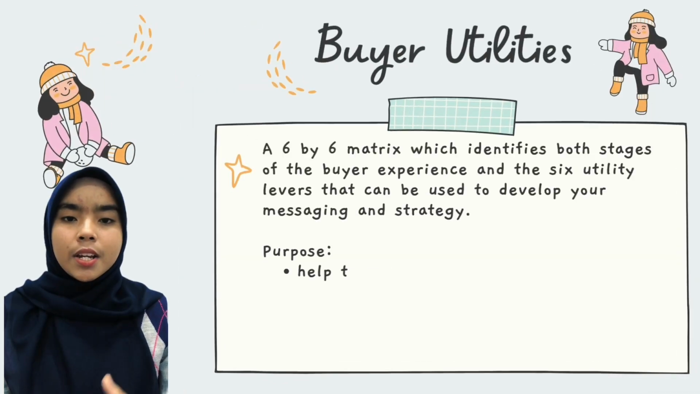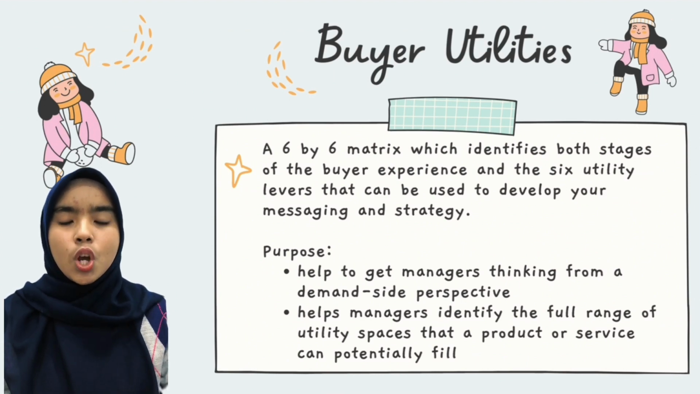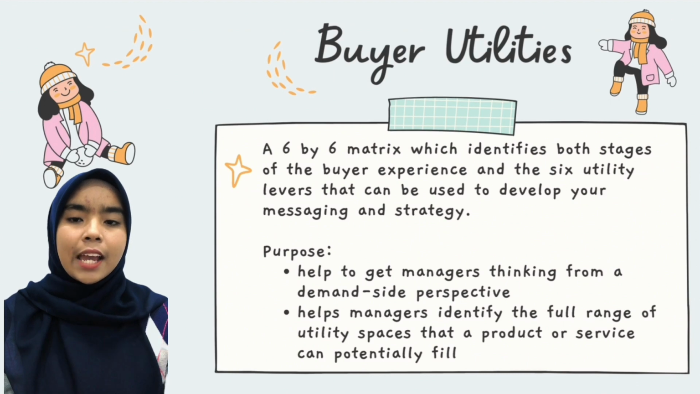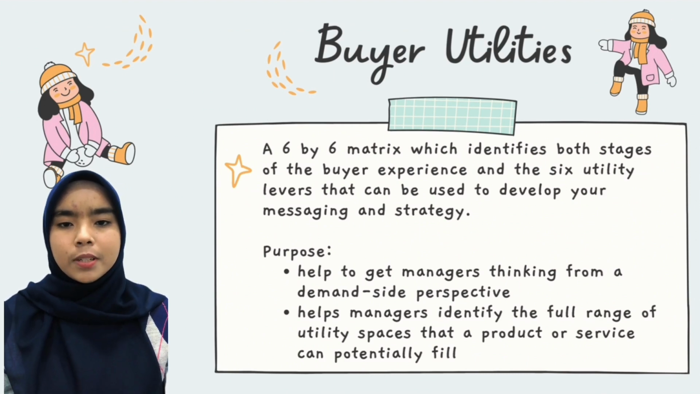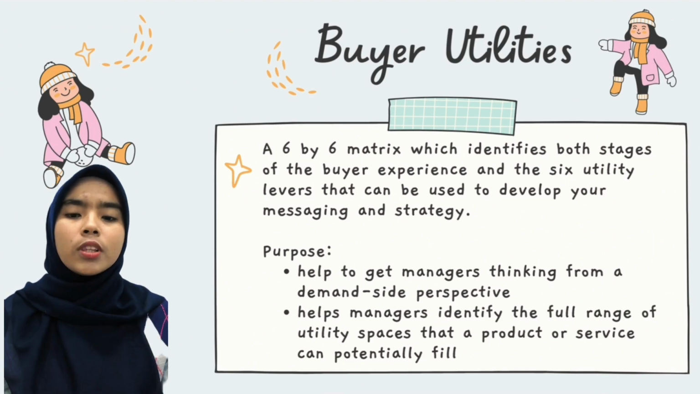So lastly, buyer utilities. The buyer utility map is a grid-like metric which identifies both stages of the buyer experience and the 6 utility levers that can be used to develop your messaging and strategy. The purpose is to get managers thinking from a demand-side perspective and to help managers identify the full range of utility space that a product or service can potentially fill.